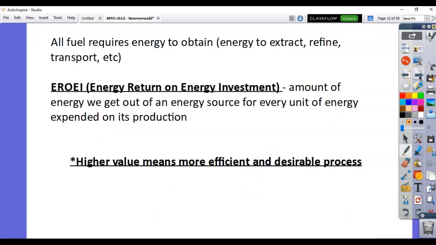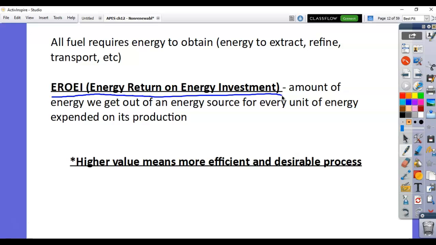All right, so we're going to talk now about energy return on energy investment. All fuel takes energy to obtain. If you're getting straw and sticks, you're going to go pick it up. If you're drilling for oil, you need energy for the equipment to drill that oil or to dig up that coal and make a coal mine. So energy return on energy investment is the amount of energy we get out of an energy source for every unit of energy we expend on its production.